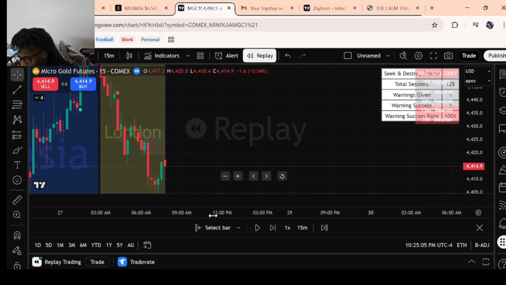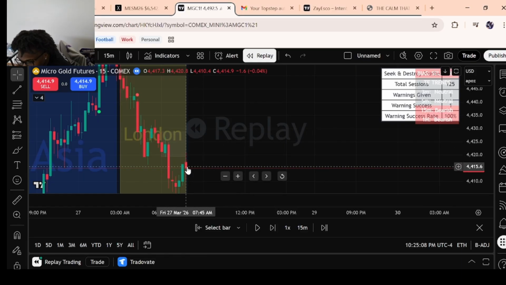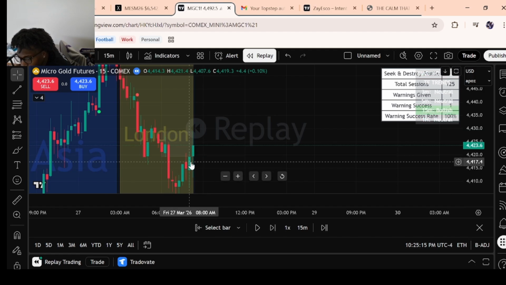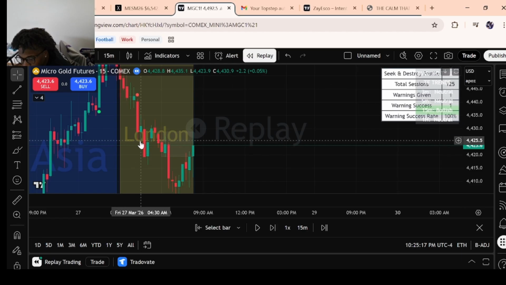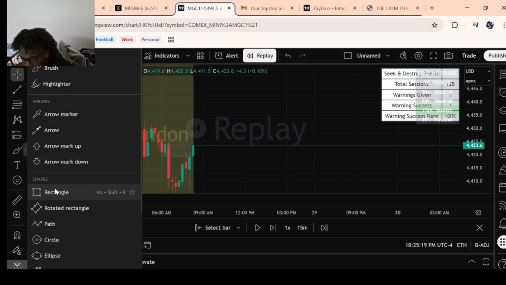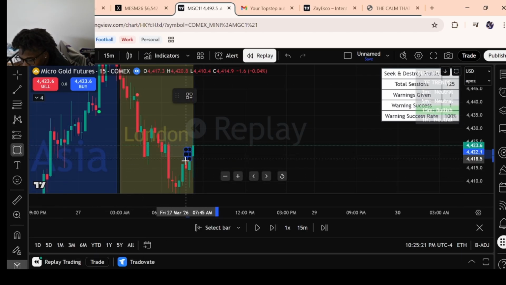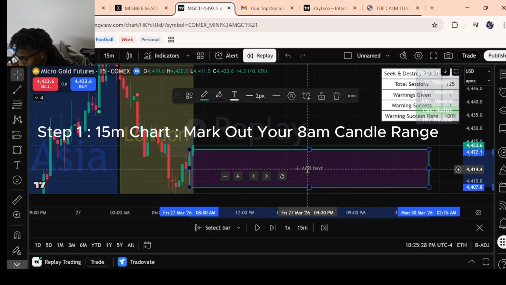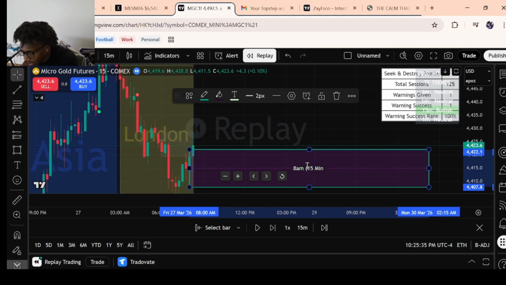So part one, step one, right? 15-minute chart. Always step one, 15-minute chart. Mark out the 8 a.m. candle, right? So this is step one. We'll mark out the candle, stretch it out, right? We can just name this 8 a.m. (15-minute chart), right? Part one, right?